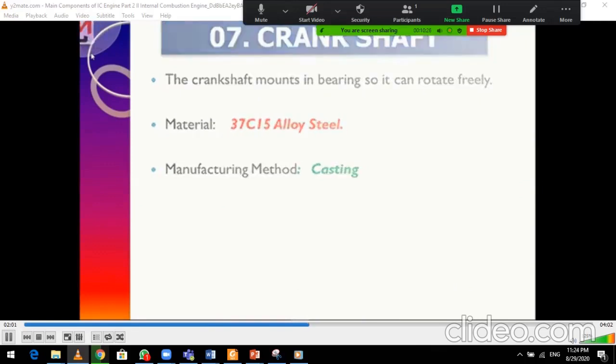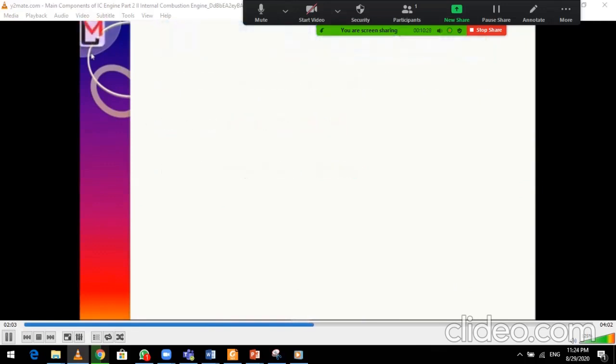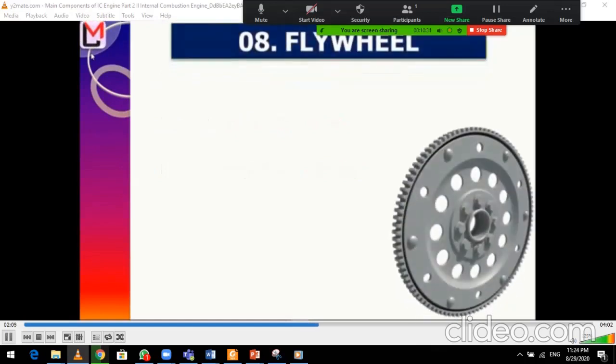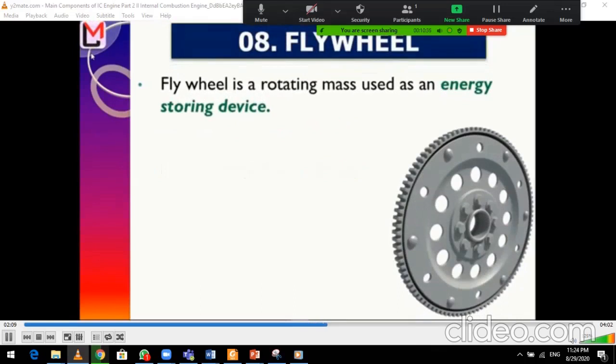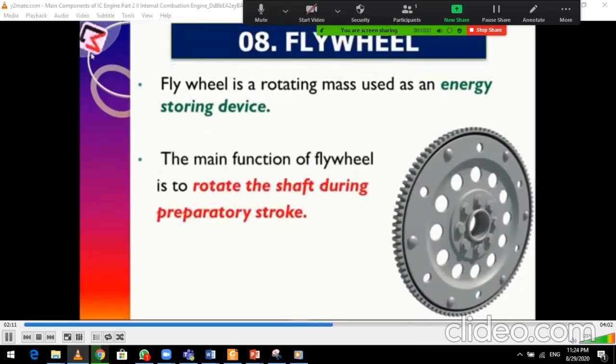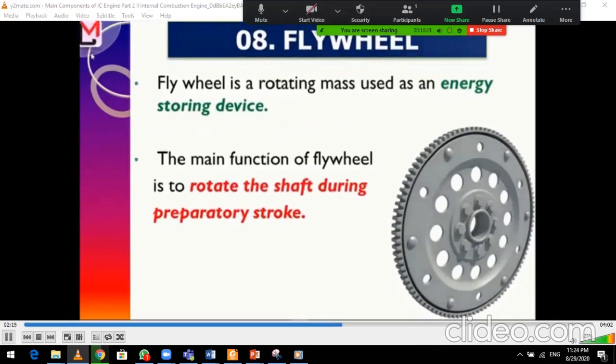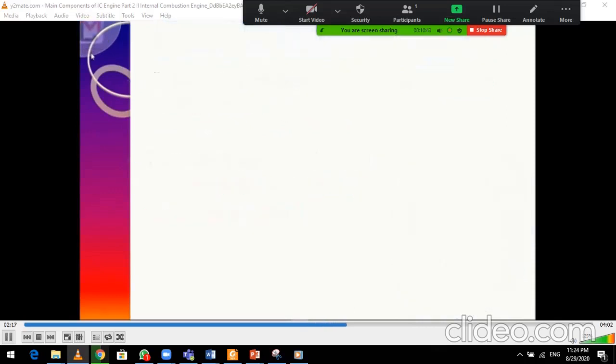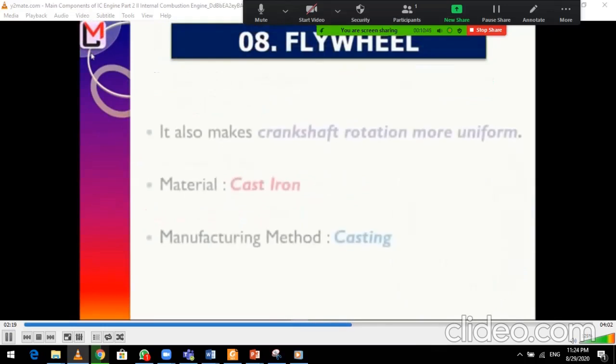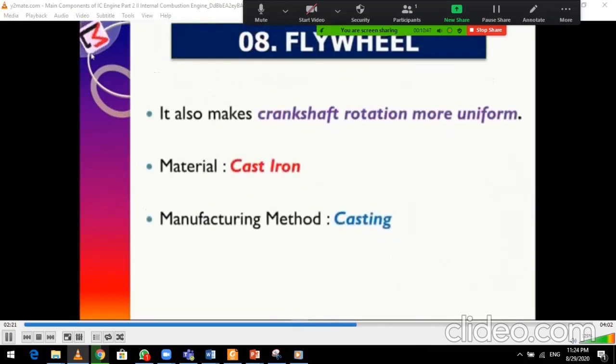Now we will learn about the flywheel. Here you can see the image of flywheel. It is a rotating mass used as an energy storing device. The main function of flywheel is to rotate the shaft during preparatory stroke. Flywheel also makes the rotation of crankshaft more uniform. Cast iron is used to make the flywheel. Manufacturing method used to make it is casting.